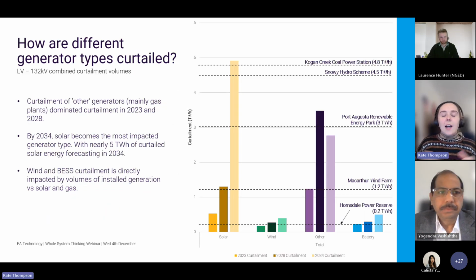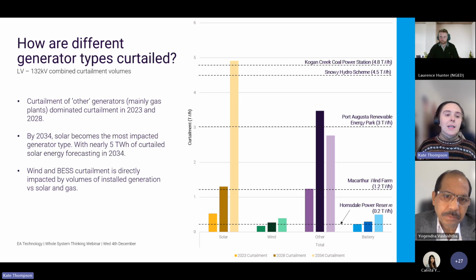So we then analyze the curtailment from a bit more of a specific generator type assessment. So these are the curtailment volumes for the combined 400 volts to 132 kilovolt networks. And what we saw is in 2023 and 2028, our other category, which is mainly gas generators, dominated the curtailment. And this is to be expected because it's a large portion of our energy mix.